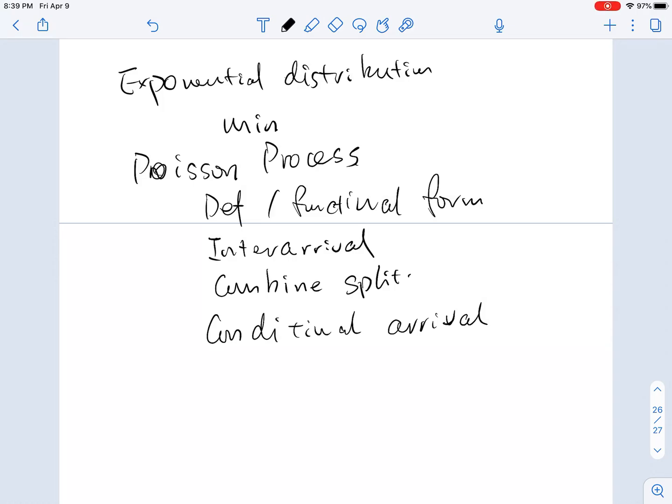All right, let's resume today's lecture. Today we are going to wrap up chapter 8. We are going to talk about the exponential distribution and Poisson process.